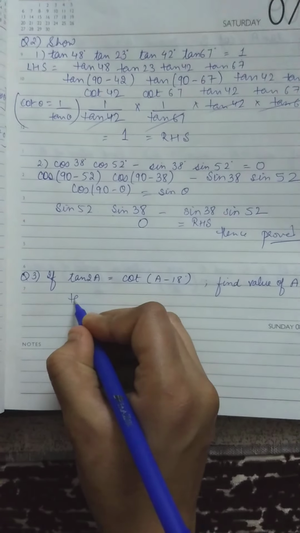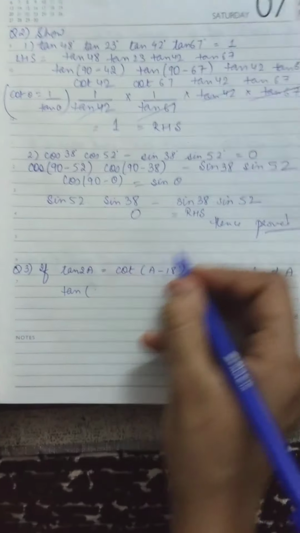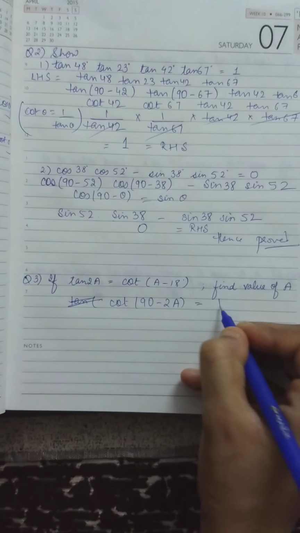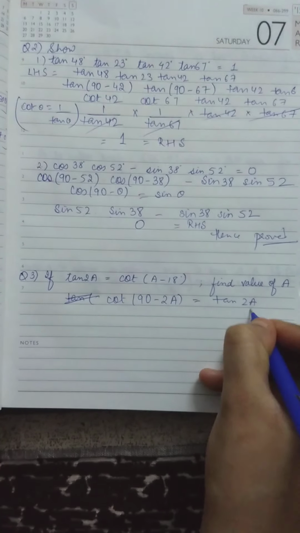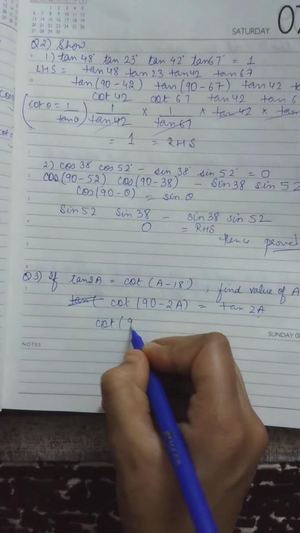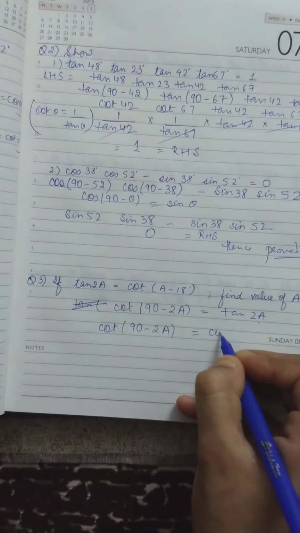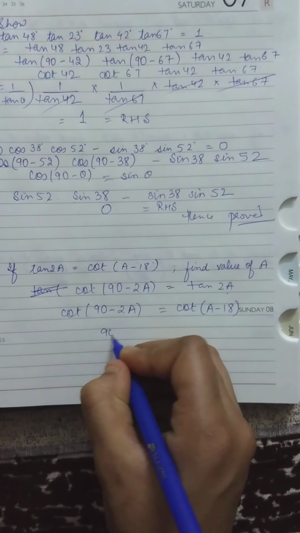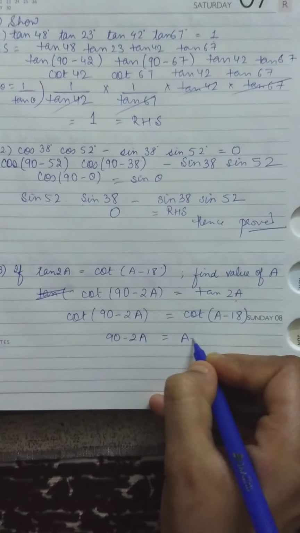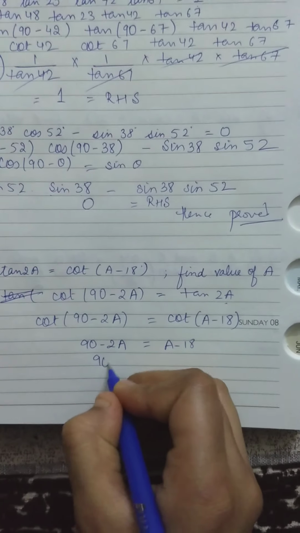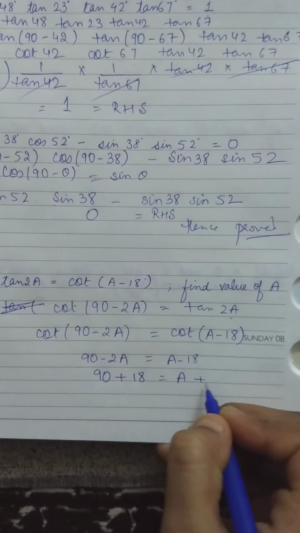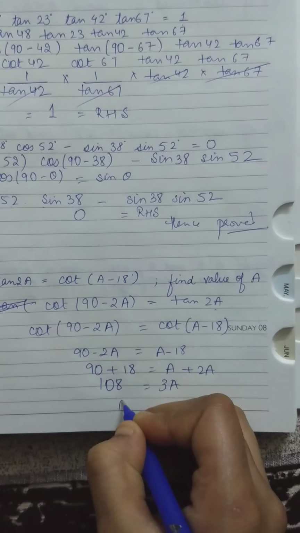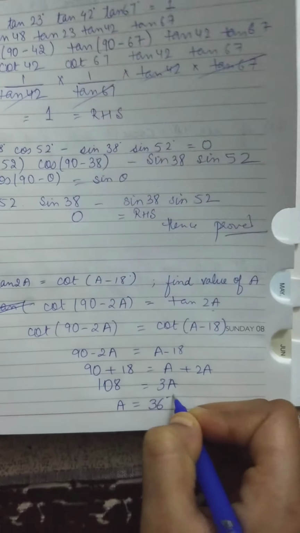Third question. Tan 2A is equal to cot A minus 18. So tan 2A can be written as cot 90 minus 2A, because cot 90 minus theta is equal to tan theta. So I can write 90 minus 2A is equal to cot A minus 18. Since both are cot, I can equate the angle part. 90 minus 2A is equal to A minus 18, or 90 plus 18 is equal to A plus 2A. This comes out to be 108 is equal to 3A. So A becomes 36 degrees.